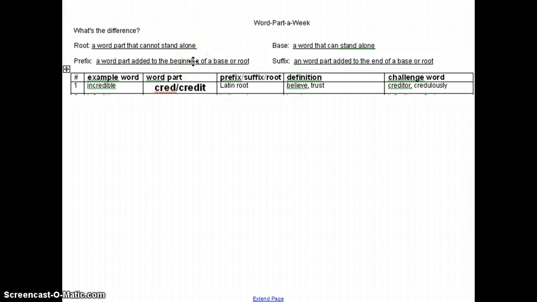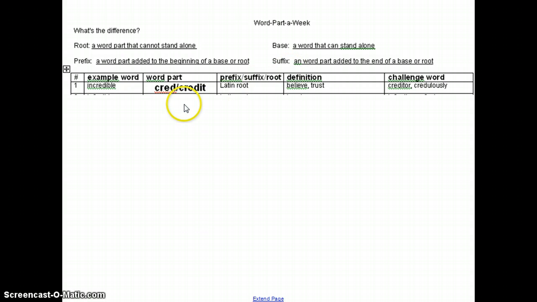If you add it to a word or take that part of the root off, it doesn't make sense by itself, as opposed to a base, which can stand alone. When you take prefixes and suffixes off of a base, it makes its own word. But its meaning changes when you add prefixes and suffixes to them. A prefix is a word part that you can add to the beginning of a base or a root, and a suffix is a word part that you can add at the end.